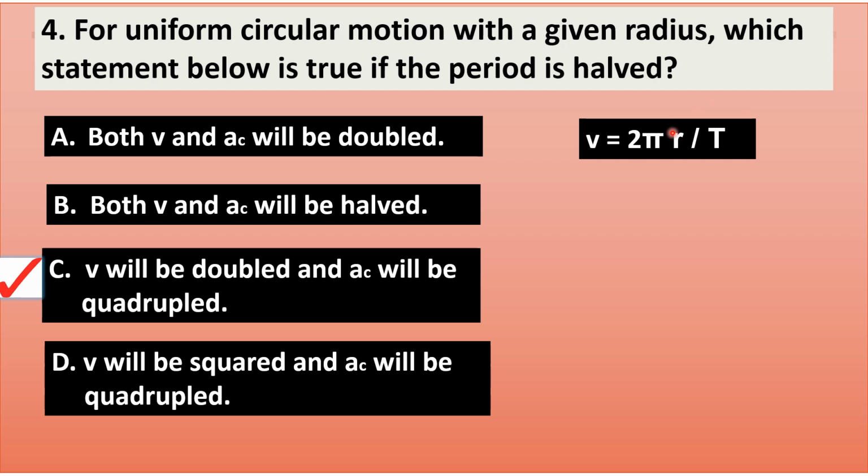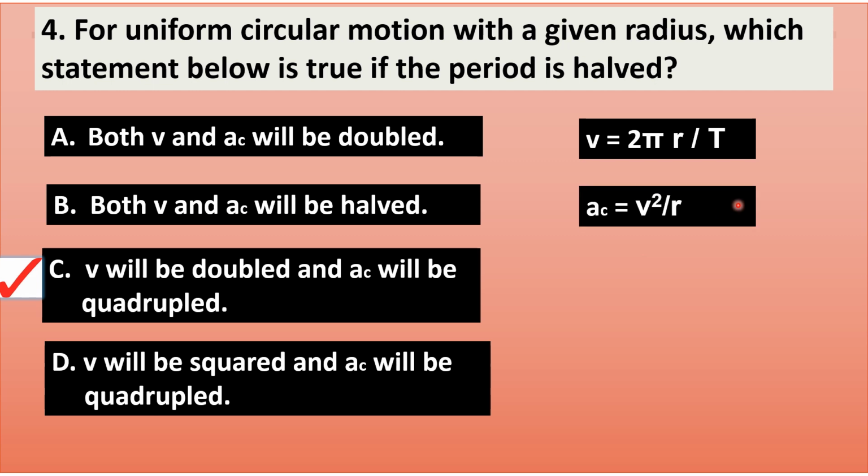In other words, the effect of dividing the period by 2 is such that the velocity will double. So letter C, v will be doubled, is correct. That's what's going to happen. But what about the centripetal acceleration? Will it be quadrupled, meaning will it increase 4 times its original? Let's check with our formula.